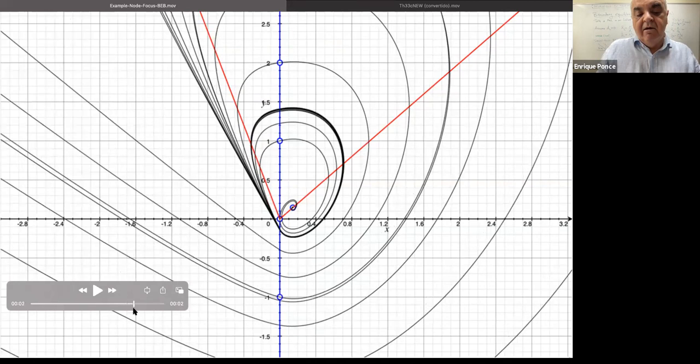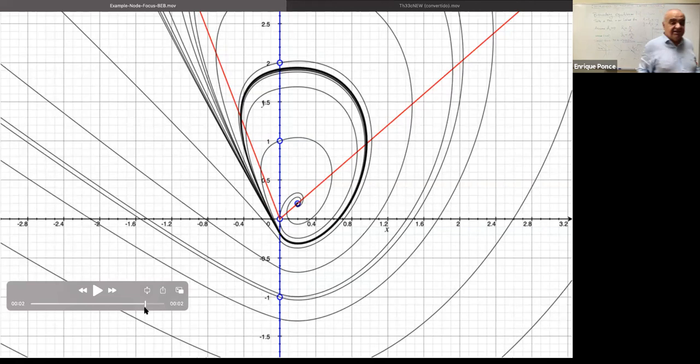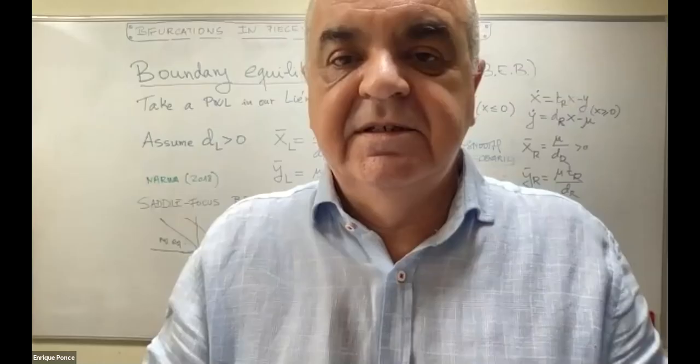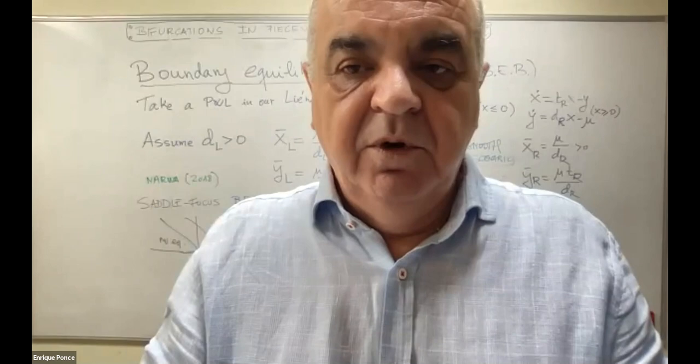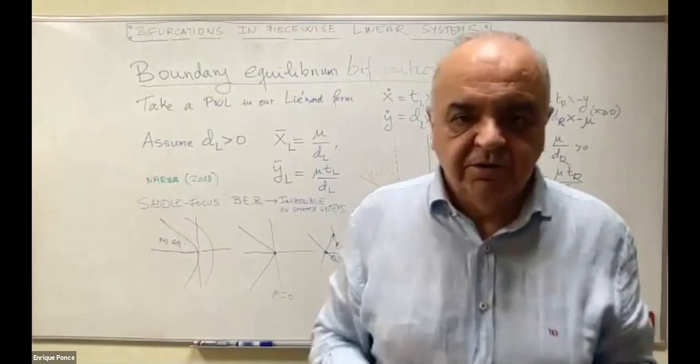The only thing that changes is the size, but it's exactly the same. That suggests that there is some homogeneity with respect to the parameter mu. In fact, we can abandon this and come back to the blackboard. I suppose you are watching me now on the blackboard.